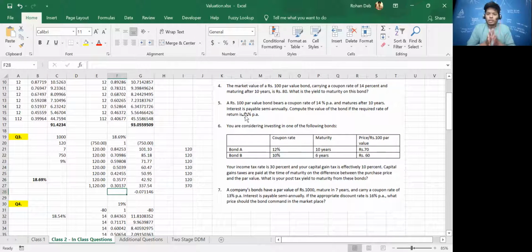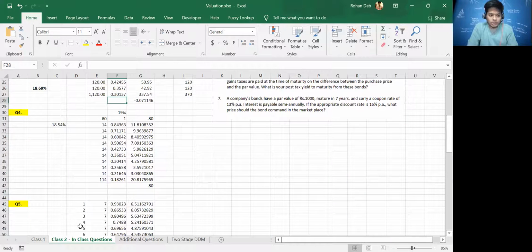Whatever the breaking, if it's paying you every month, in that case instead of 10 years you'll have to multiply into months, so it will become 120 months. The rate would become 14 divided by 12 per month, and this would become 15 divided by 12 per month. The rest of the calculation remains the same, just the number of columns gets added. I'll show you the calculation over here.